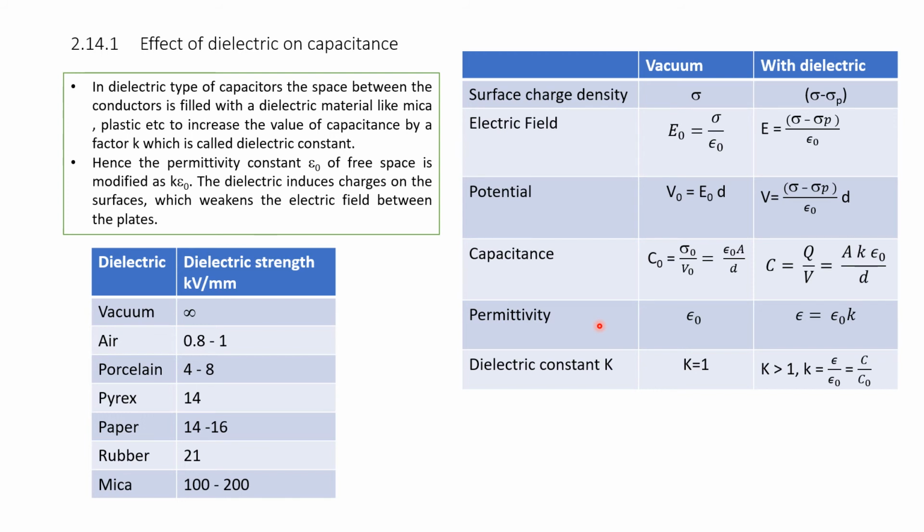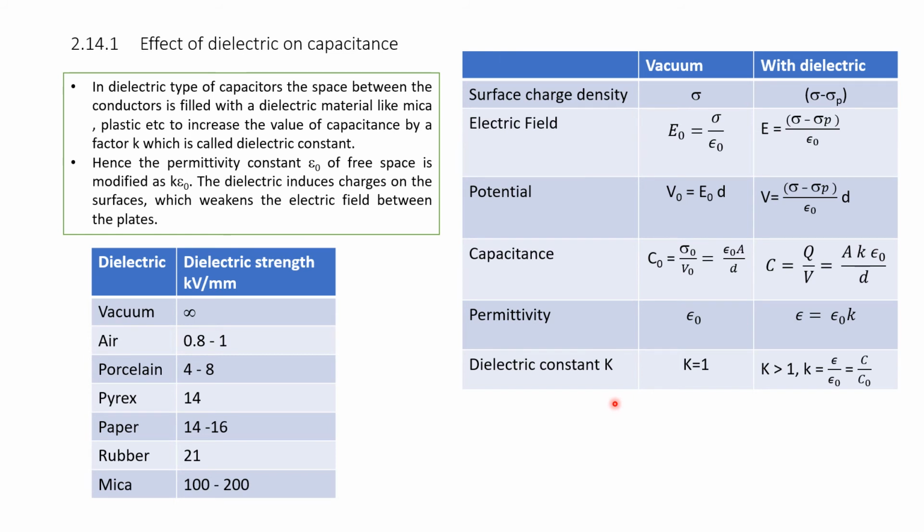Permittivity. Permittivity in vacuum is epsilon naught, and when we add a dielectric medium, the permittivity becomes epsilon, and that is given by epsilon is equal to epsilon naught, the permittivity of vacuum, into the dielectric constant. Surface charge density, this is already given.